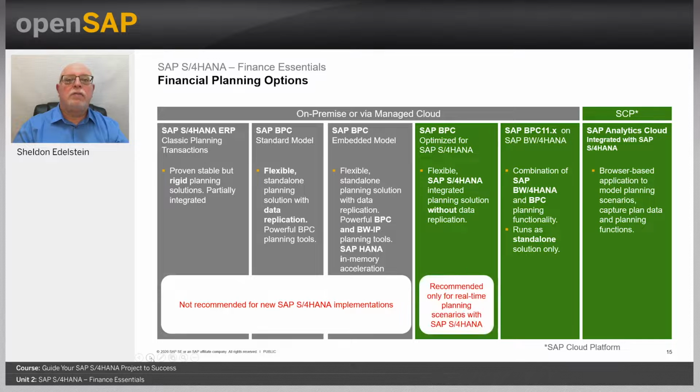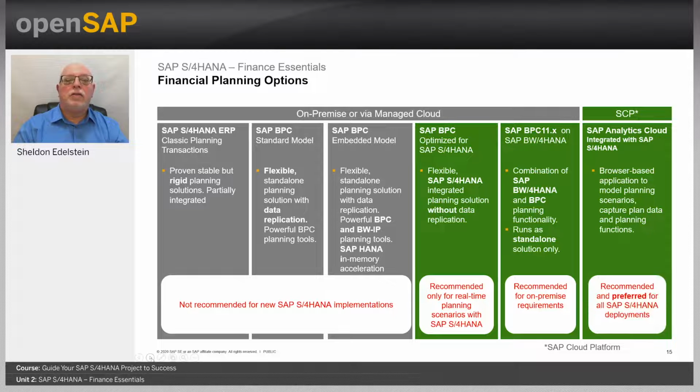The current recommendation for BPC optimized for S4HANA is to limit the use of this kind of solution only to real-time planning scenarios. Real-time planning requirements are rare and unusual, and they should require investigation into the details of the business use case. For those customers requiring an on-premise implementation, BPC 11 installed on a standalone BW4HANA installation is the preferred planning solution. This solution is typically identified when multiple source systems are involved and/or there are strict regulatory conditions that favor an on-premise solution.